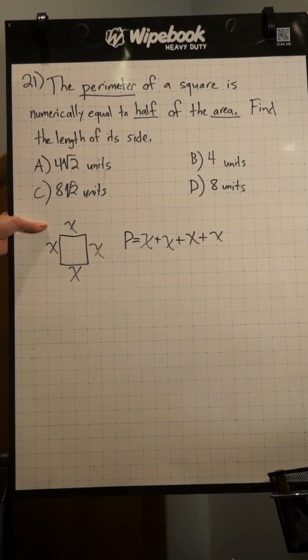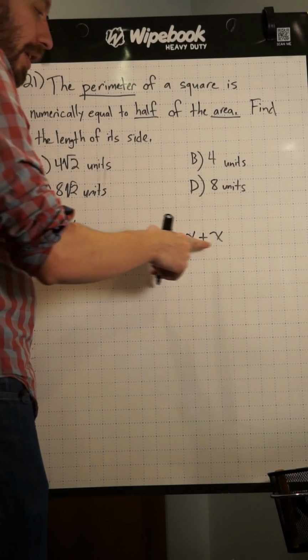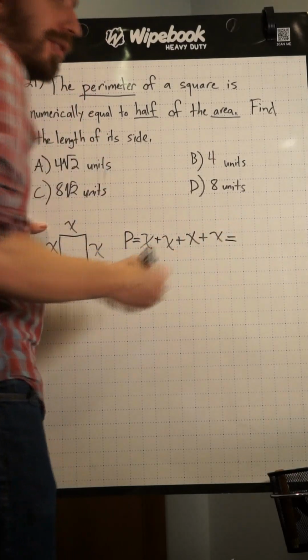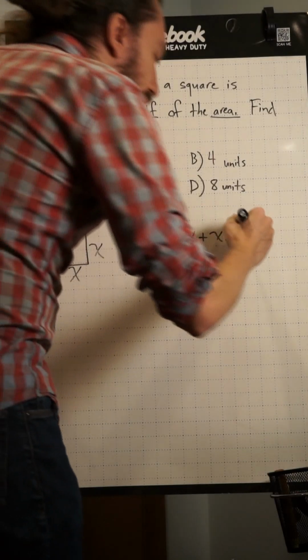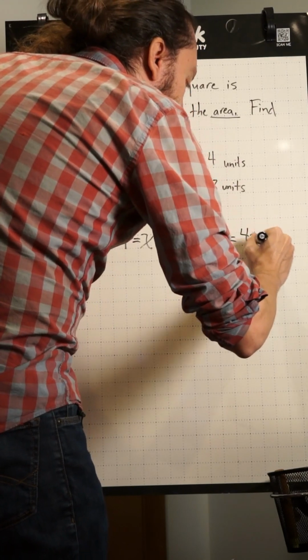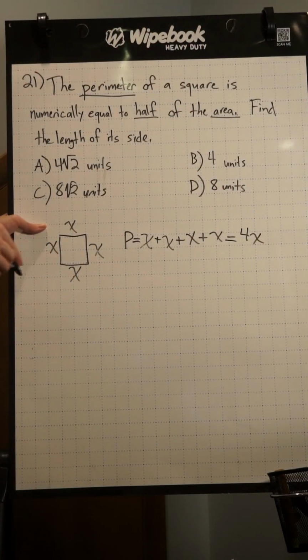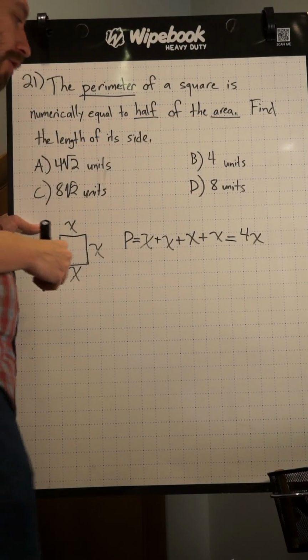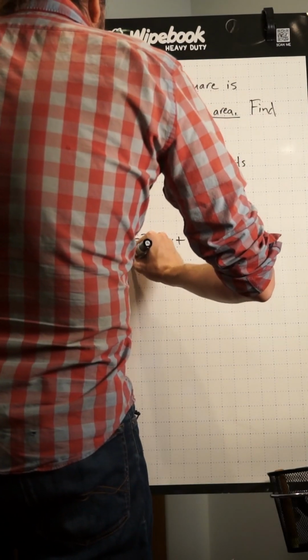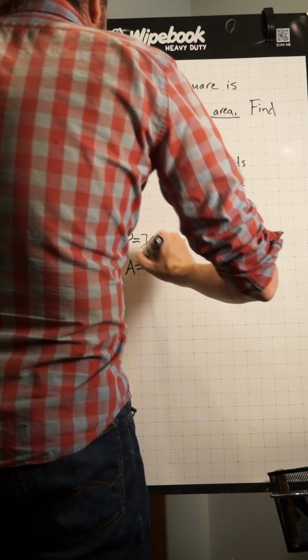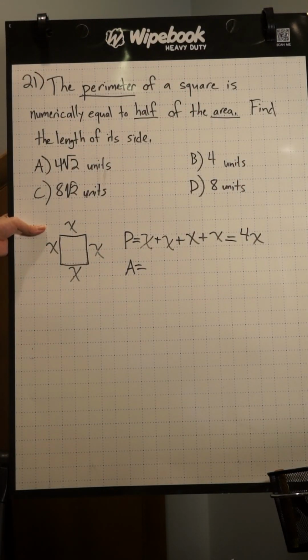Let's go ahead and simplify that. x plus x plus x plus x. How many x's do we have? We already said we had 4, so this will be the same thing as 4x. That is our perimeter. All right. Now we'll do the same thing with the area. But the formula for the area will be different.